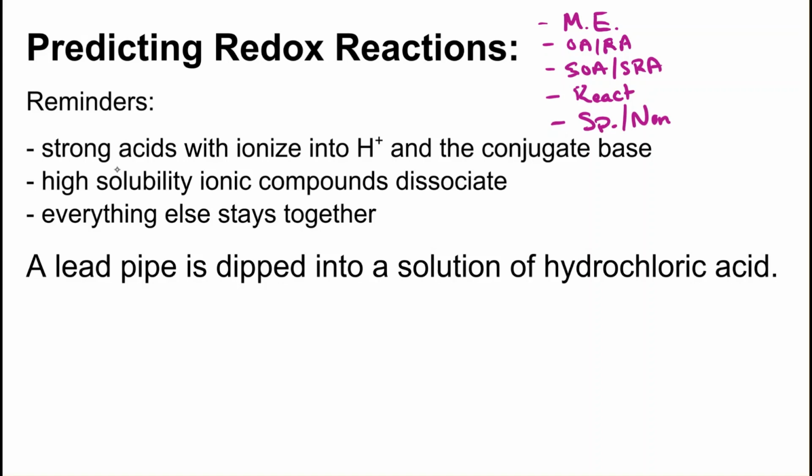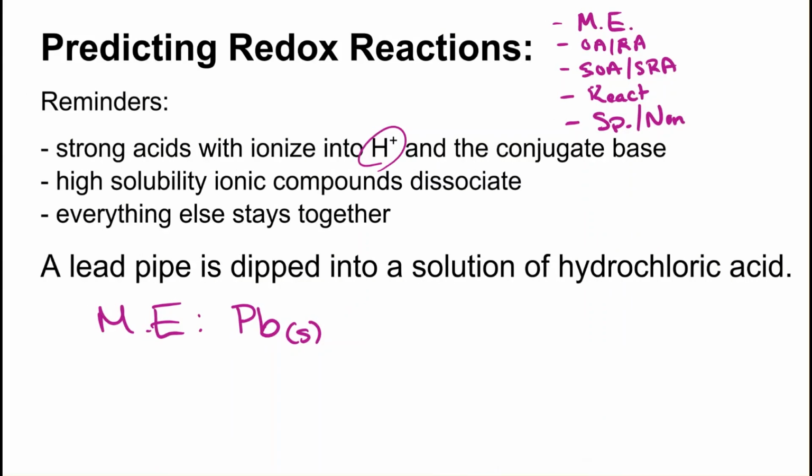Some reminders: strong acids will ionize into H+, so they will be present. High solubility ionic compounds will dissociate. Everything else stays together. Okay, let's do this. Let's do our major entities. We haven't even read the question yet. A lead pipe is dipped into a solution of hydrochloric acid. So you've got a lead pipe. Well, what's the lead in a lead pipe? It's got to be Pb solid. And because it's an element, it's got to have no charge because elements are atoms.